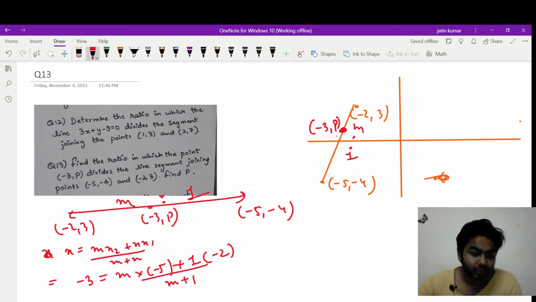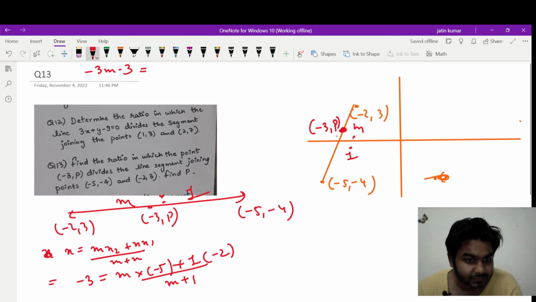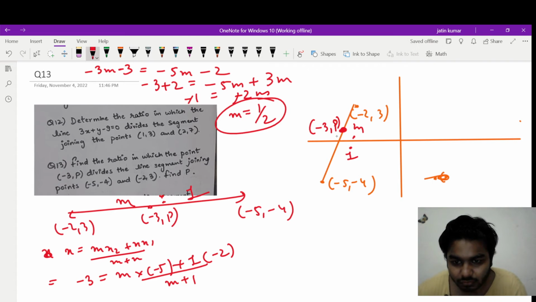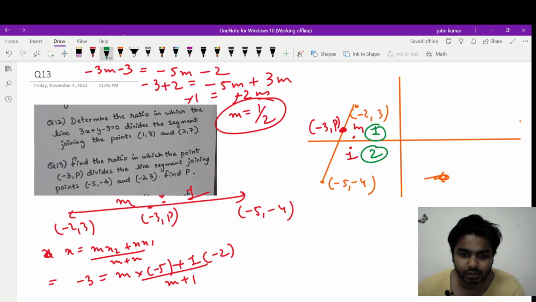Now come to the upper part of the board. So minus 3m minus 3, m plus 1 will go to the left hand side, and here minus 5m minus 2. So here it will be minus 3 plus 2, and here it will be minus 5m plus 3m. So minus 1 is equal to minus 2m, the minus signs get cancelled, and we have got the value of m as 1 upon 2. So the ratio is 1:2. We have got both the ratios.